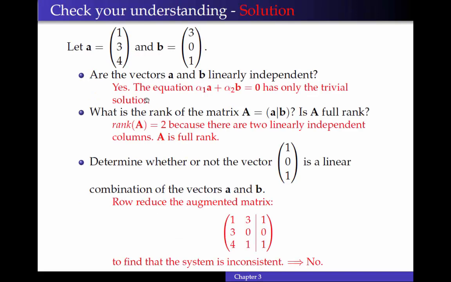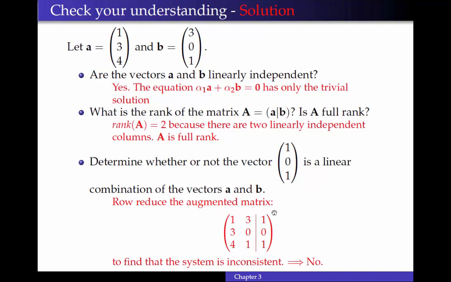And what you should find is that, yes, these two vectors are linearly independent, because the linear combination equal to 0 has only the trivial solution, where alpha 1 and alpha 2 are equal to 0. Therefore, we know that the rank of the matrix A is equal to 2. It is full rank.